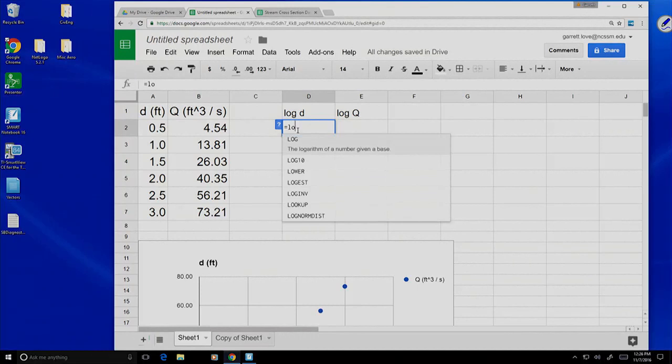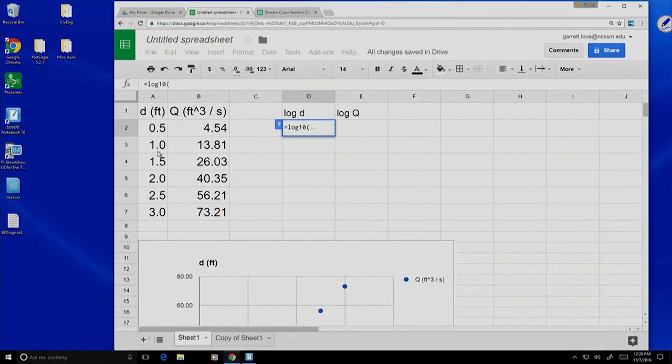I'm going to type in LOG, which is the formula for the logarithm. In fact, I should probably put LOG10 here, since we'll do the logarithm to base 10. And then we'll click on this first value, which is A2 for the depth. And that'll create for me a log base 10. I believe the default is actually base 10 anyway, but I'm going to go ahead and click that.